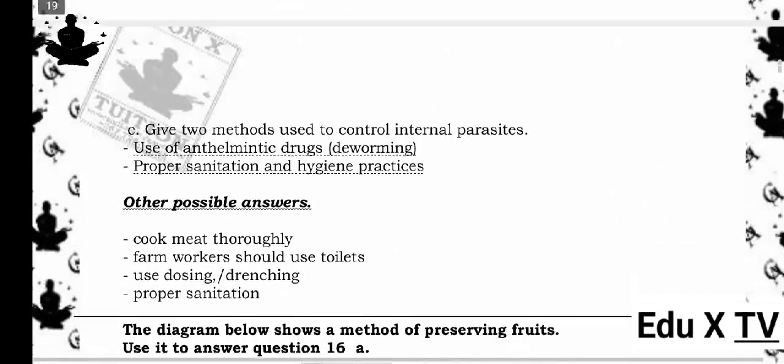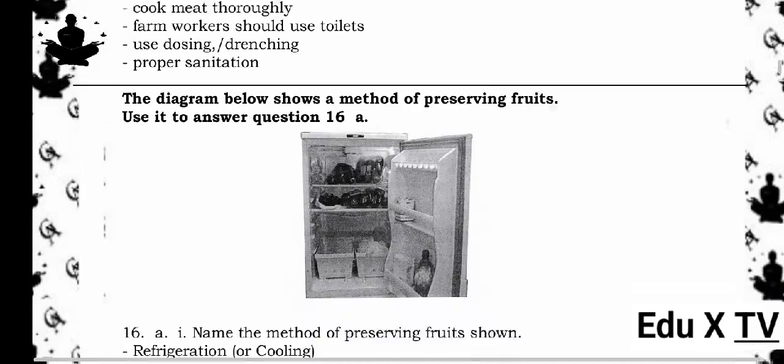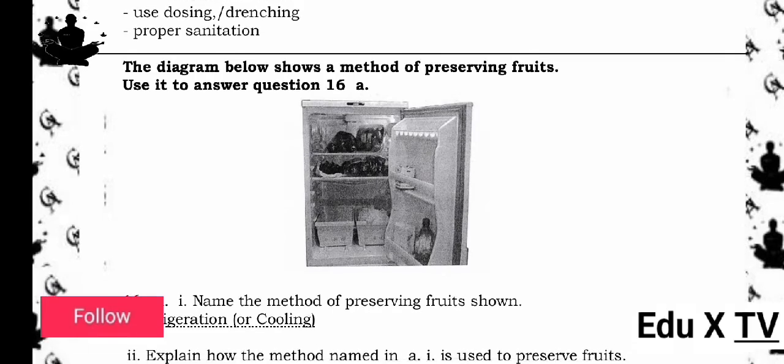C. Give 2 methods used to control internal parasites. Use of anthelmintic drugs. Deworming. Proper sanitation and hygiene practices. Other possible answers: cook meat thoroughly. Farm workers should use toilets. Use dosing, or drenching. Proper sanitation.